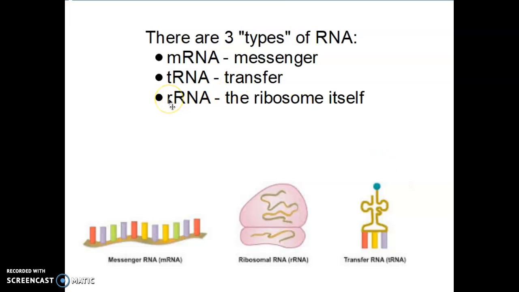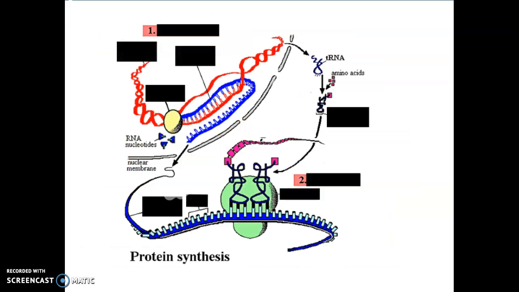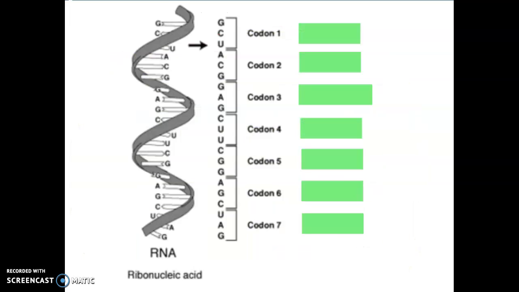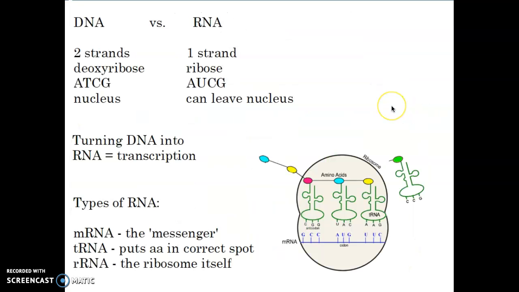And then the third type is rRNA, and that is actually the ribosome itself. So when we go over cell parts, it's just going to look like dots, like the cell has chicken pox. But if you can zoom in on it really close, it actually looks like this double piece unit here. Okay? So I think that's where I wanted to stop today, but I do want to go to this part here just to kind of review.